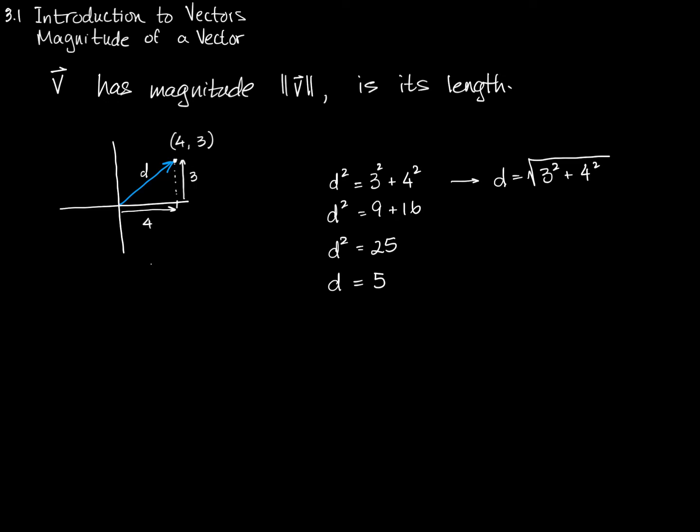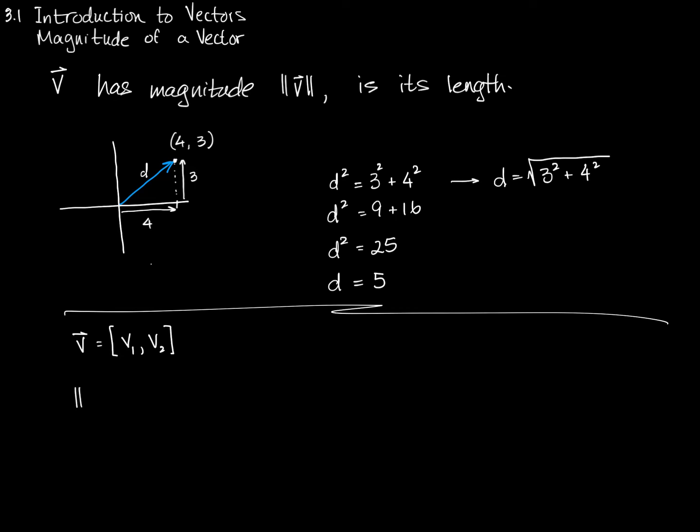So let's write down, I guess it's kind of our first formula, the length of vector v. Actually, let me back up. Let's say that we have a vector v that, if I put it in standard form, has x-coordinate v1 and y-coordinate v2. Then the length of vector v, the magnitude of vector v, is going to be the square root of v1 squared plus v2 squared.